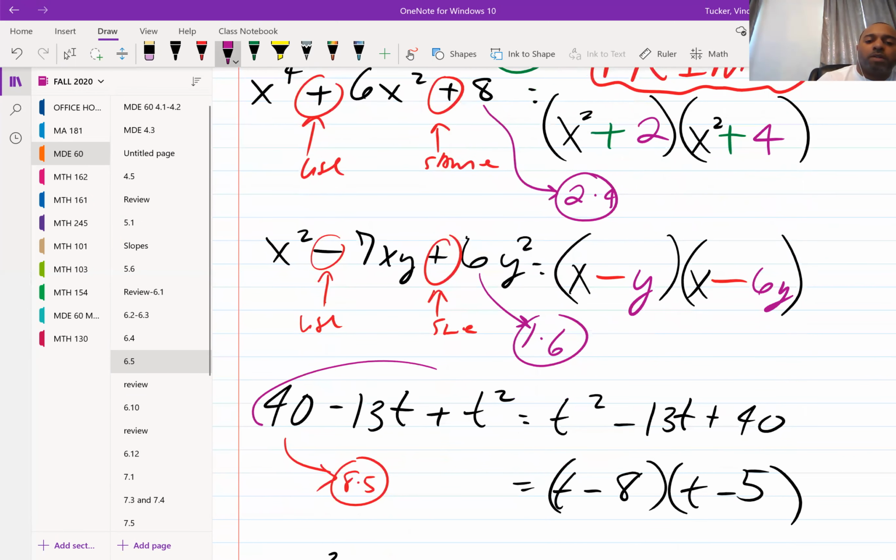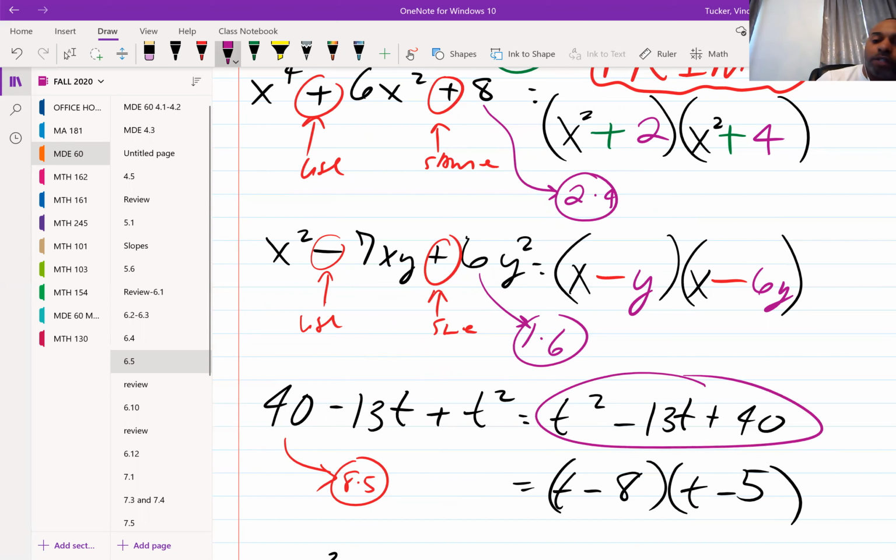All right, so here, 40 minus 13t plus t squared. Normally we have our expression written in descending order in terms of their exponents. So I just rearranged the terms right here: t squared minus 13t plus 40. I do that just to help you stay in a certain flow. It's easier to factor this way because that's how we've been flowing: descending order according to your variable's exponents.